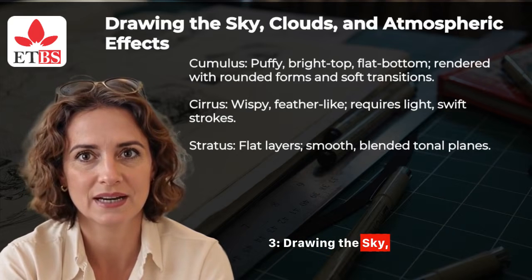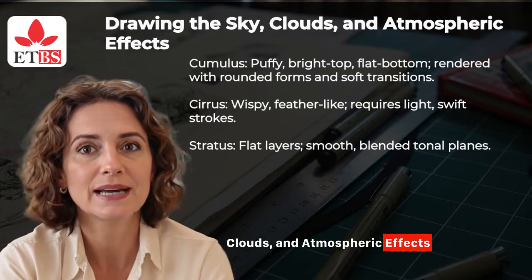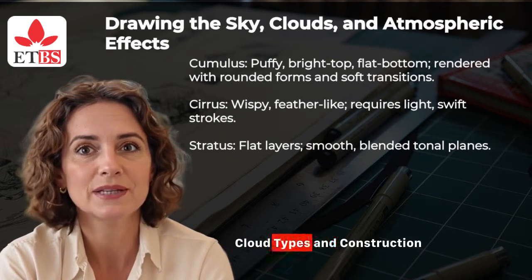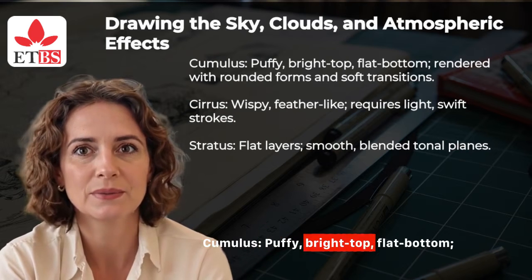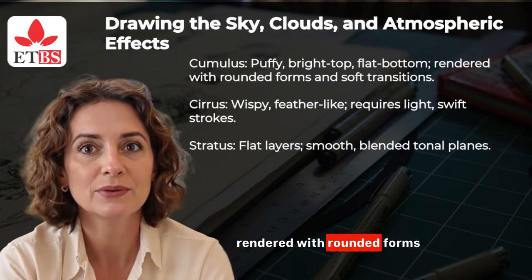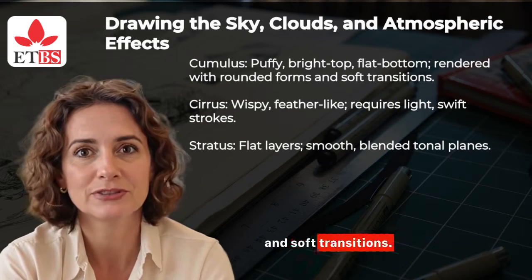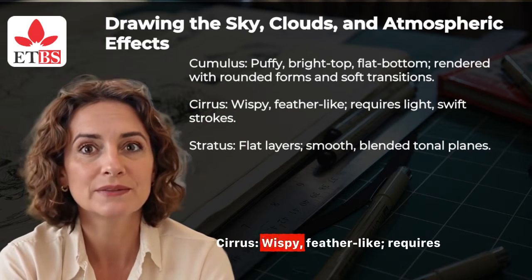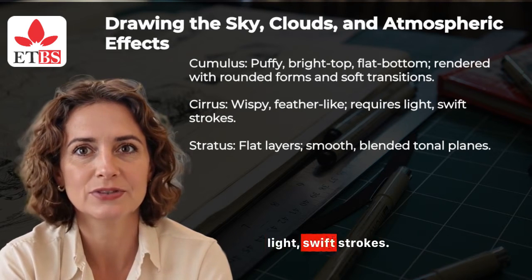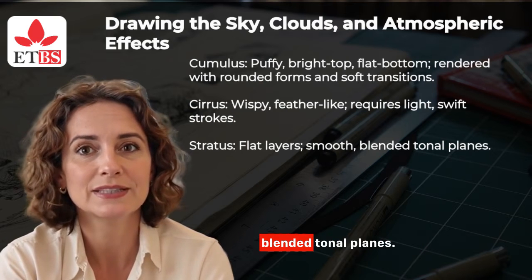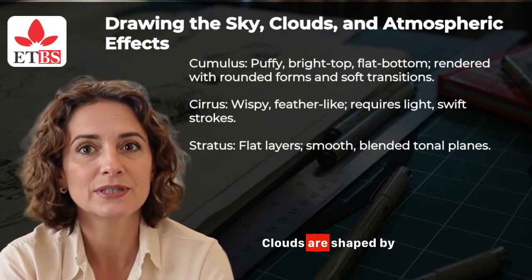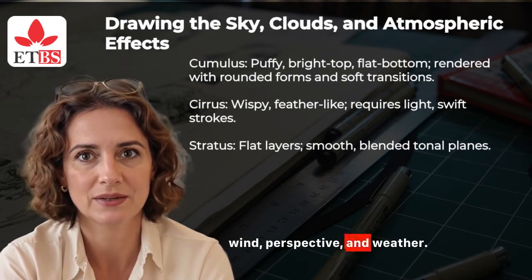3. Drawing the sky, clouds, and atmospheric effects. A. Cloud types and construction. Cumulus: puffy, bright top, flat bottom, rendered with rounded forms and soft transitions. Cirrus: wispy, feather-like, requires light, swift strokes. Stratus: flat layers, smooth blended tonal planes. Clouds are shaped by wind, perspective, and weather.